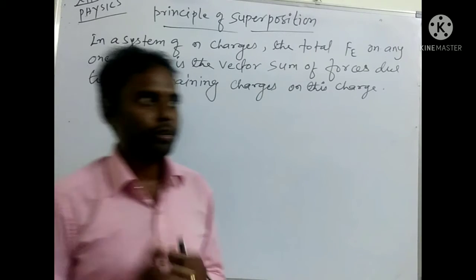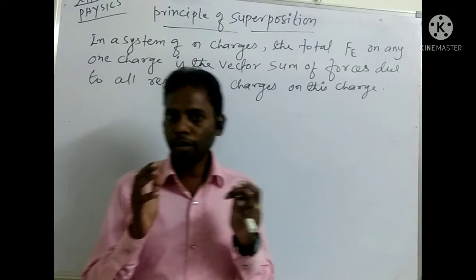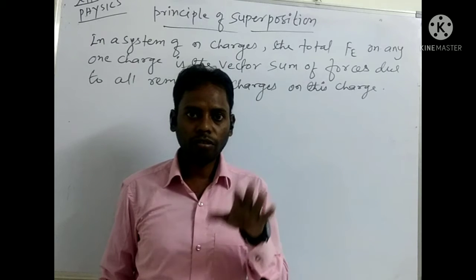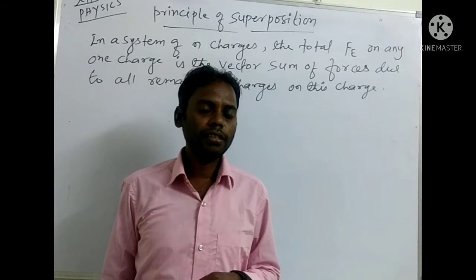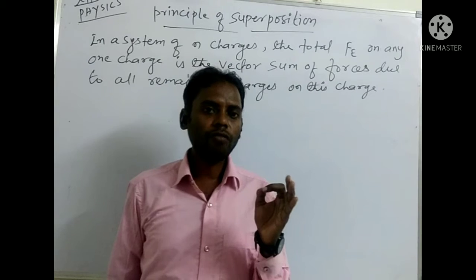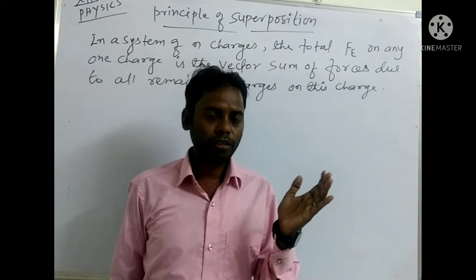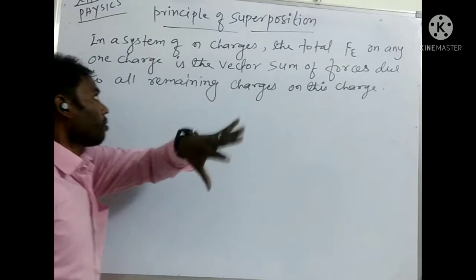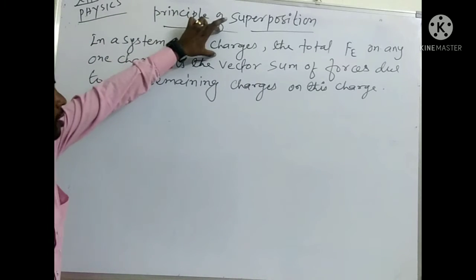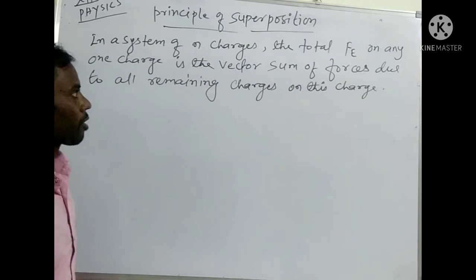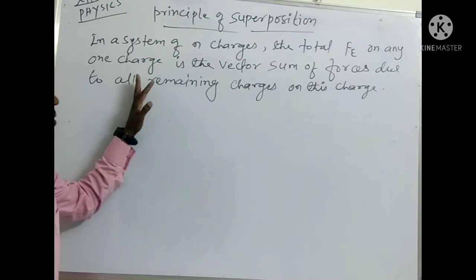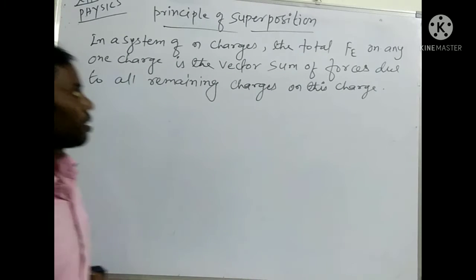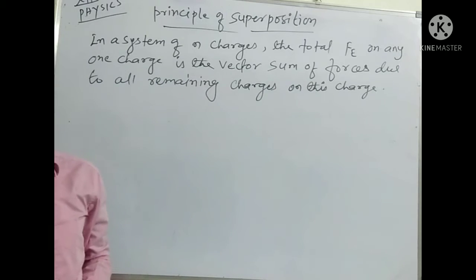We have to take n number of charges in a system, right? Then the force on any one charge is the vector sum of all the forces due to the remaining charges. Here I have written, in a system of n charges, the total electrostatic force on any one charge is the vector sum of forces due to all remaining charges on that charge.